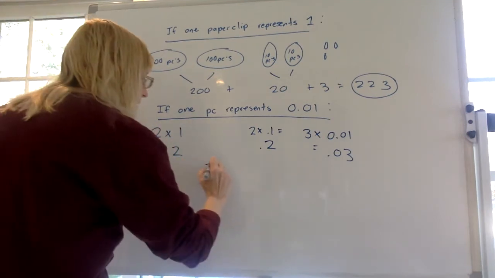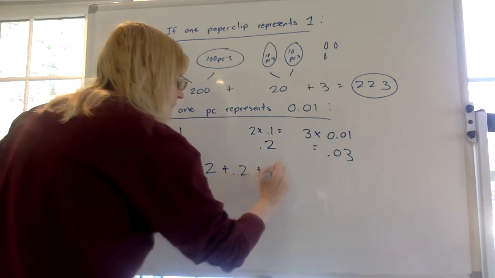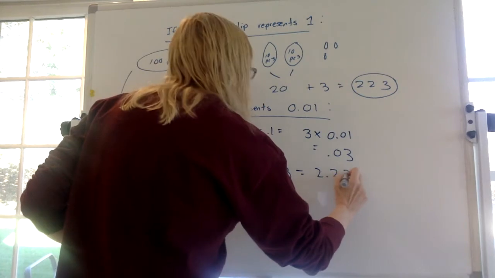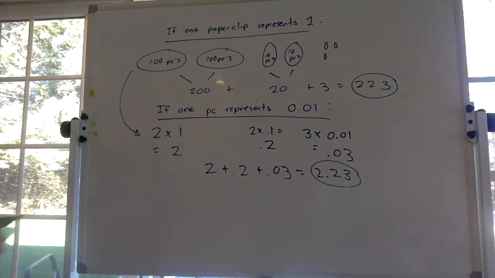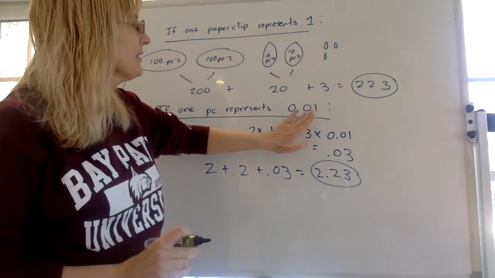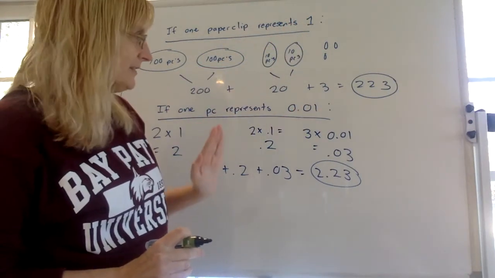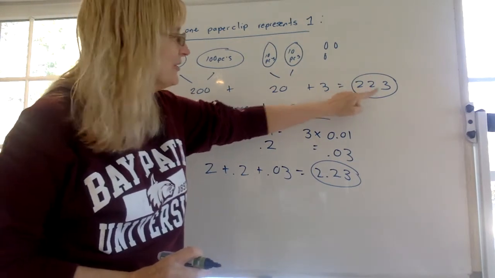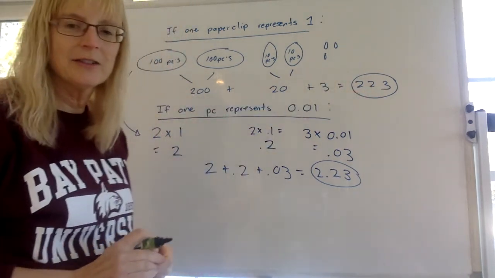So now we have to add them all up, right? So I think that's just 2.23. And if you look at it, what did you do? You went from representing 1 to representing 0.01, right? You basically just multiplied this number by 0.01. You moved the decimal point over twice.